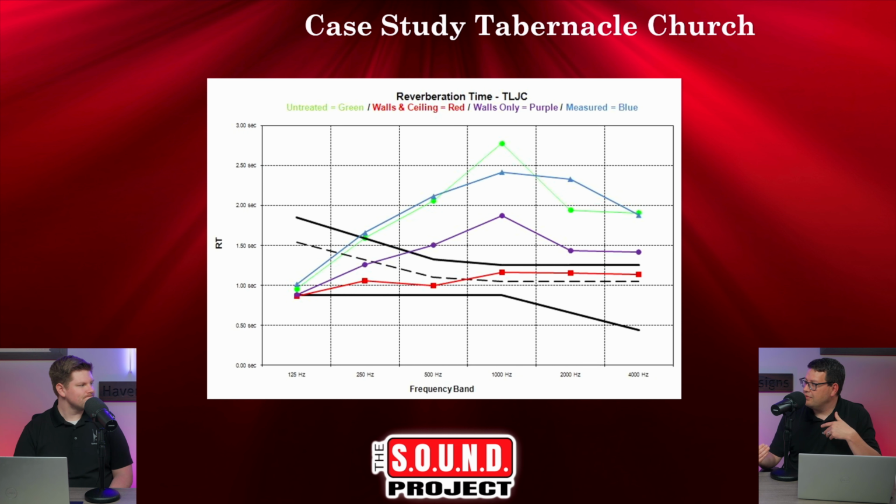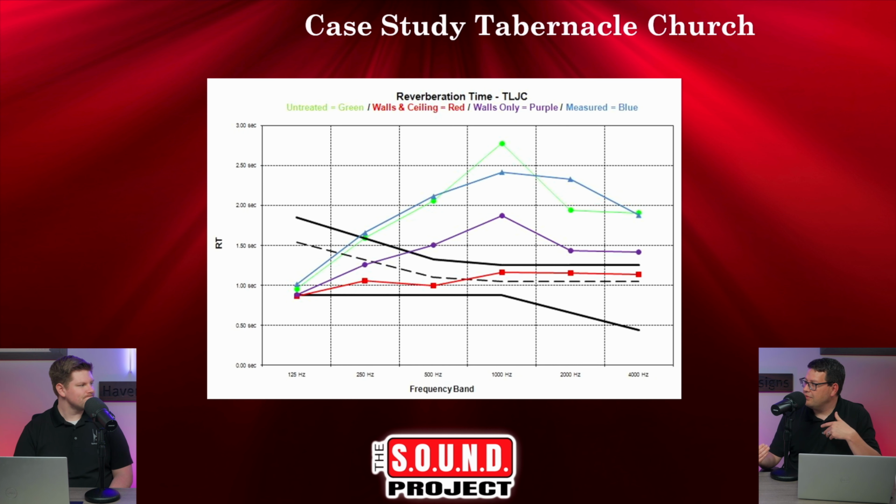Yep. And notice one of the key parts here is that one thing you don't want to do is over-absorb the high-frequency range. So you see how the red line, it levels off at 1,000 hertz to 4,000 hertz. It's almost the same reverb time all the way across.